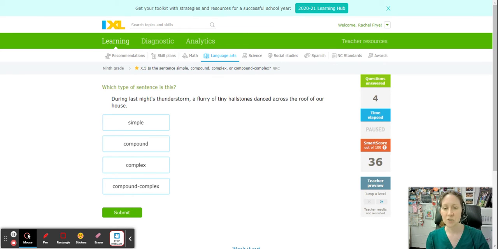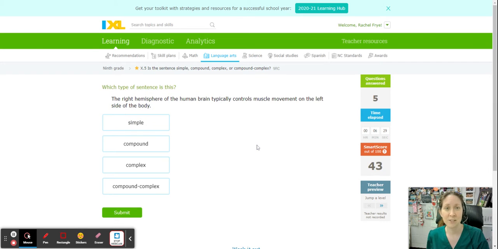In this sentence, it says, during last night's thunderstorm, a flurry of tiny hailstones danced across the roof of our house. There's a lot going on in that sentence. I don't know who wrote it. In this first part, it says during last night's thunderstorm, where there's no verb in that. It's just a phrase. So I'm going to forget that that exists. Let me look at the rest of the sentence. A flurry of tiny hailstones. That could be my subject. What did they do? They danced across the roof of our house. That's just fluffy stuff. So at the base of this, I have a flurry danced. That's it. I've got one idea. It's a simple sentence. And look, I did a great job.